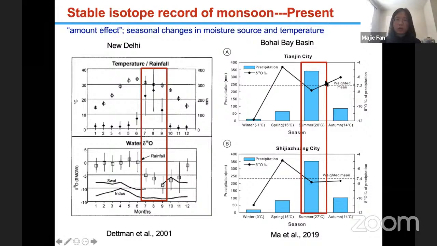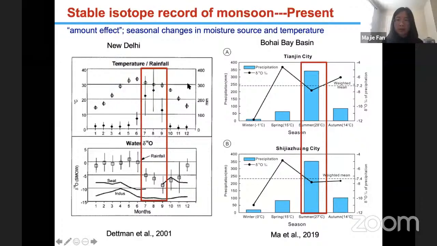Then we look into the study area in East Asia, where we're going to examine the East Asian summer monsoon. We also look into the modern precipitation isotope values. We're looking at data from two cities adjacent to the Bohai Bay Basin. One is from Tianjin, and the other is from Shijiazhuang. We see that the blue squares represent the precipitation amount for each season, and on top of that, the black dots represent the precipitation delta 18O values.